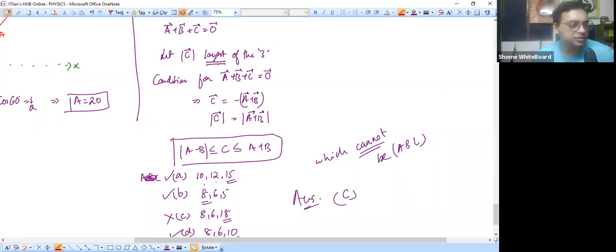So all participants, for checking this condition, that C should be less than the sum of A plus B, we should just take C to be the largest of the three. Then it's easiest to check. If the largest one is less than the sum of the other two, then that condition applies for the other two vectors also. So we don't have to individually check that A is less than B plus C, B is less than A plus C, and C is less than A plus B. Just check the largest vector of the three and see it should be less than or equal to the sum of the other two. So it just checks the whole condition.